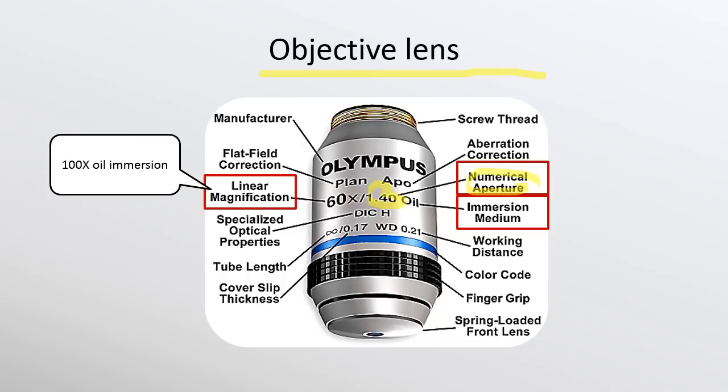And apart from that, other important things that you should know when it comes to the objective lens are the magnification and immersion medium. So for your practical one, you have to remember that 100 times is for oil immersion, and you will see oil written here. Which means for the 100 times you must use oil as a medium.